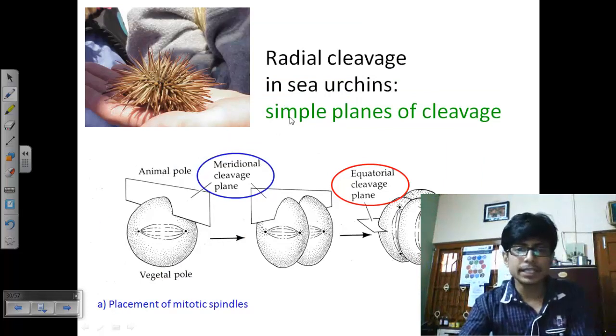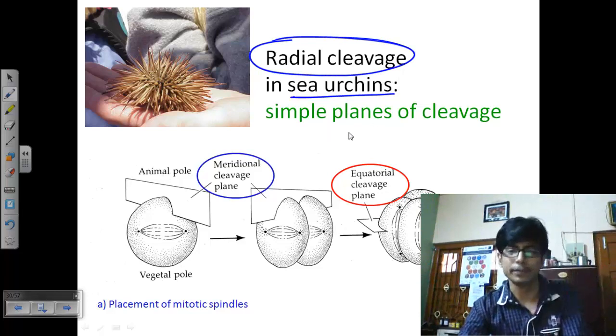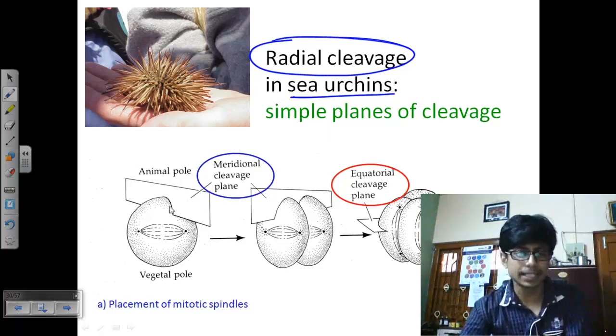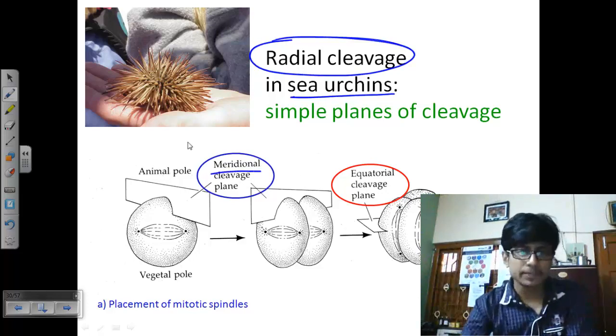For example, you see the radial cleavage, for example in sea urchin, right? Radial cleavage means the cleavage takes a simple plane, a straightforward line. Say this is the cleavage from the animal pole like this, then again from the animal pole like that. So the cleavage will occur always in the meridional plane, meaning vertical cleavage. This is another name for vertical cleavage.